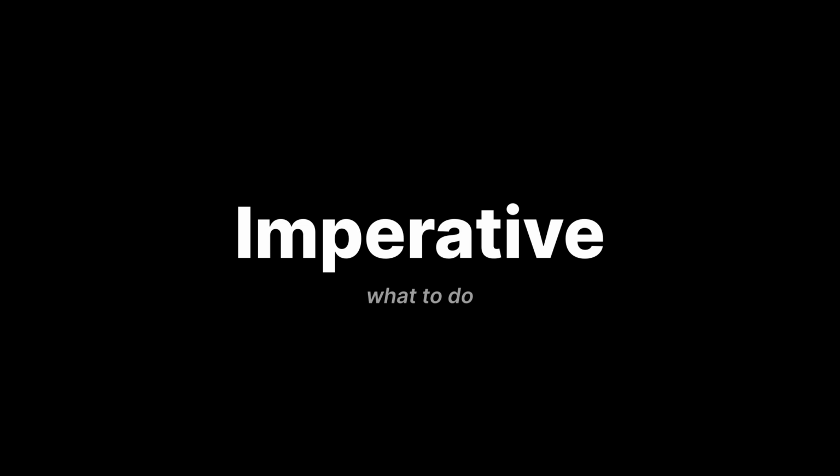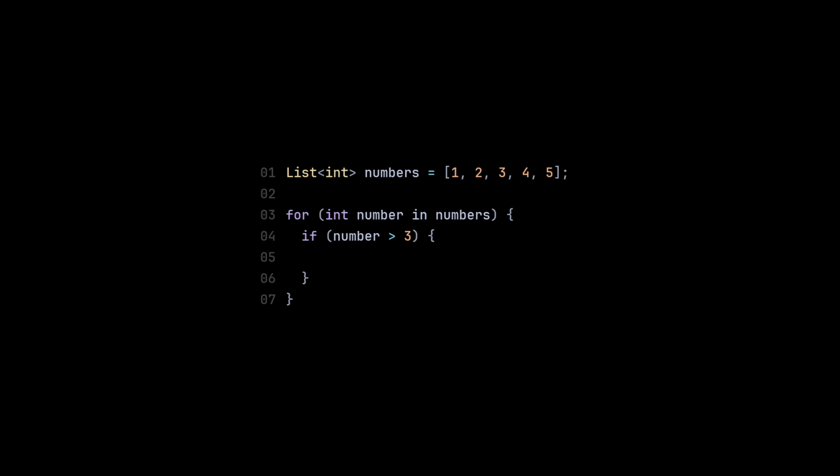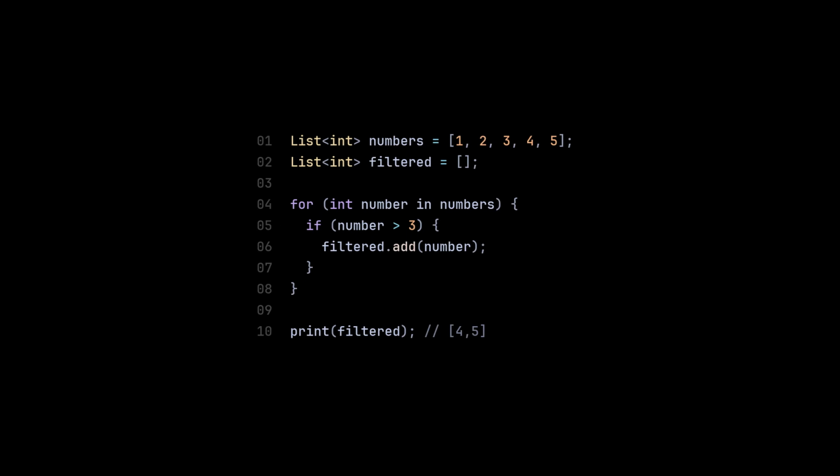To write imperative code, you must tell the computer what to do, step by step. Let's say you want to print all the numbers in this array that are greater than 3. The imperative approach would be to tell the computer what to do at each step of the process. First, loop through all the numbers in the list. Then check if each number is greater than 3. If it is, add it to the filtered list. Finally, print the filtered list.